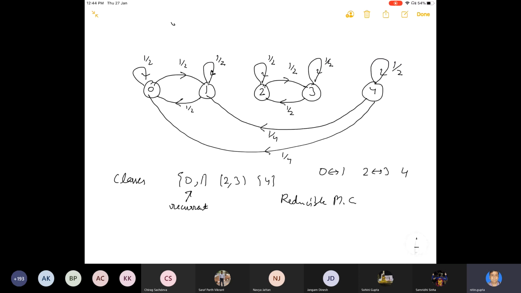Similarly, for 2 and 3, given that you are in 2, you will visit state 2 again and again, infinitely often. So 2 and 3 are also recurrent. For 4, if you are in state 4, you may stay in state 4 for a finite time, finite may be large, but in the end you will be in state 0 or 1. So you cannot visit state 4 infinitely often. Therefore state 4 is basically a transient state.